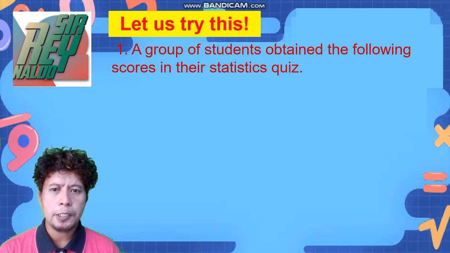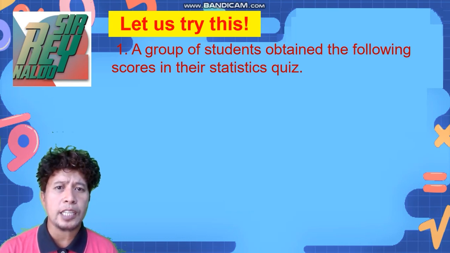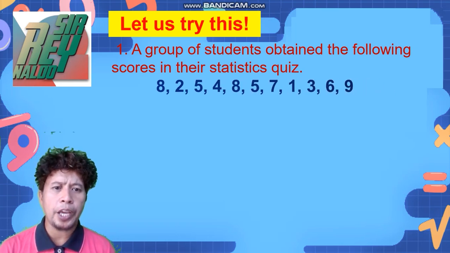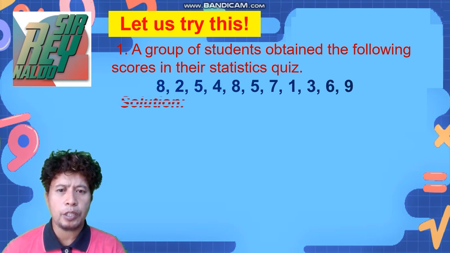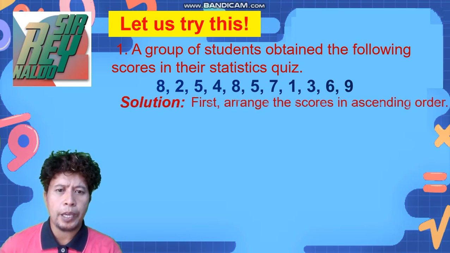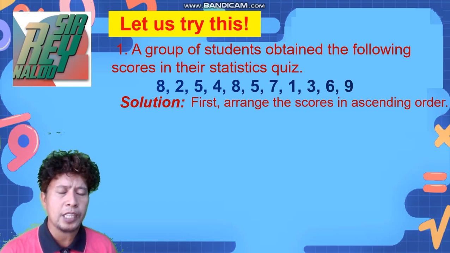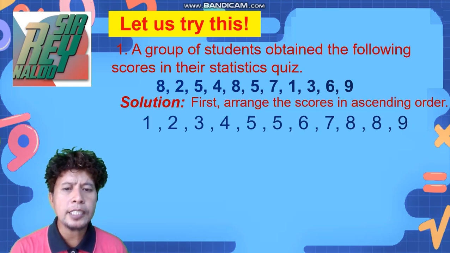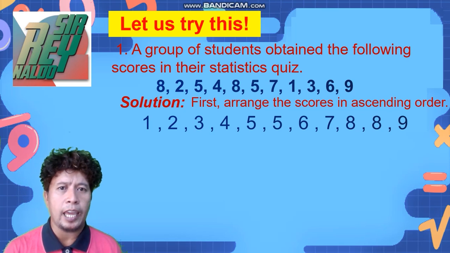Let's try this. A group of students obtained the following scores in their statistics quiz: 8, 2, 5, 4, 8, 5, 7, 1, 3, 6, and 9. So what are we going to do? So the solution will be: first, arrange the scores in ascending order. Pag sinabi natin ascending, mula sa maliit, pataas. If you are to arrange them, we have 1, 2, 3, 4, 5, 5, 6, 7, 8, 8, and 9.